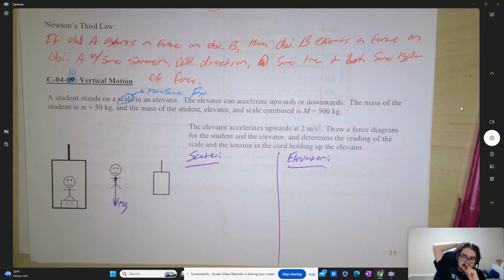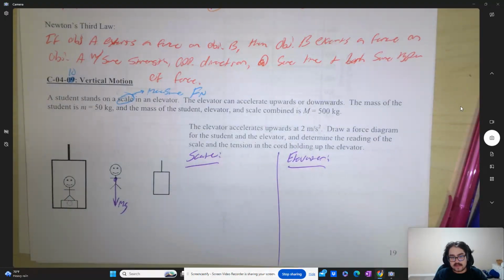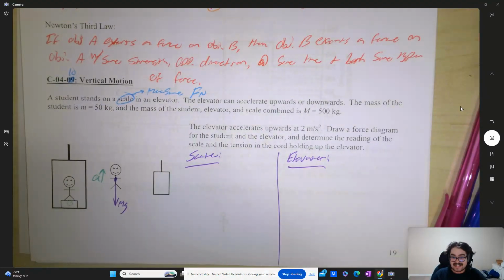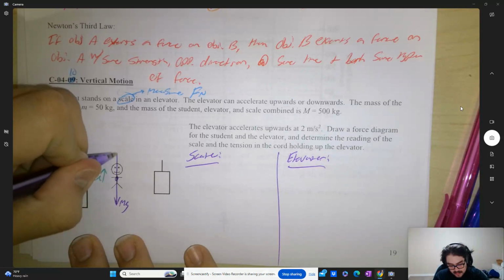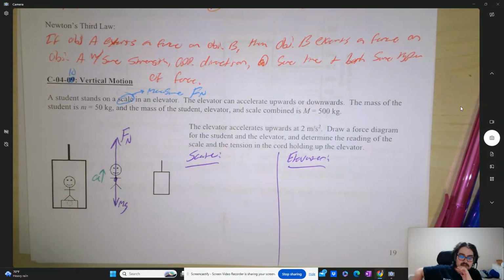If the elevator is accelerating upwards at 2 meters per second squared, then the student should also be accelerating upwards at 2 meters per second squared. If he didn't accelerate upwards at the same rate, then either he gets crushed or he would start floating, and he's not in creative mode, so that can't happen. Instead, he's going to have a larger force going up to give him the ability to accelerate upwards. So he has a net force going up, so he accelerates.